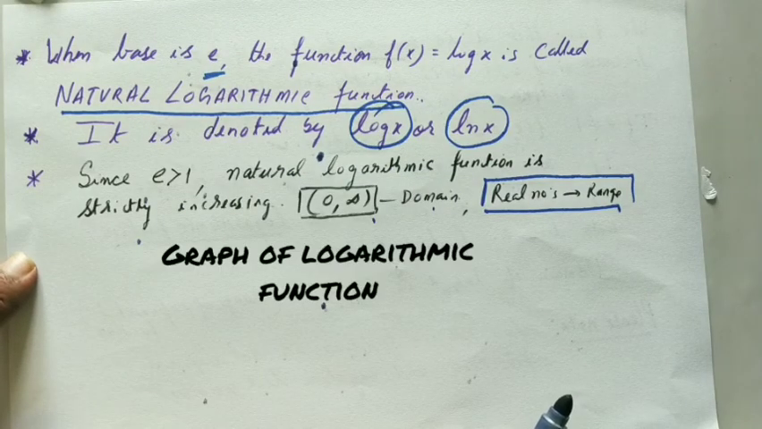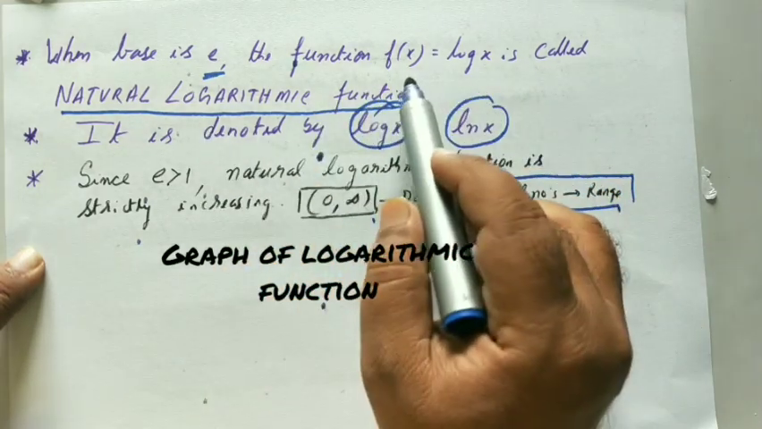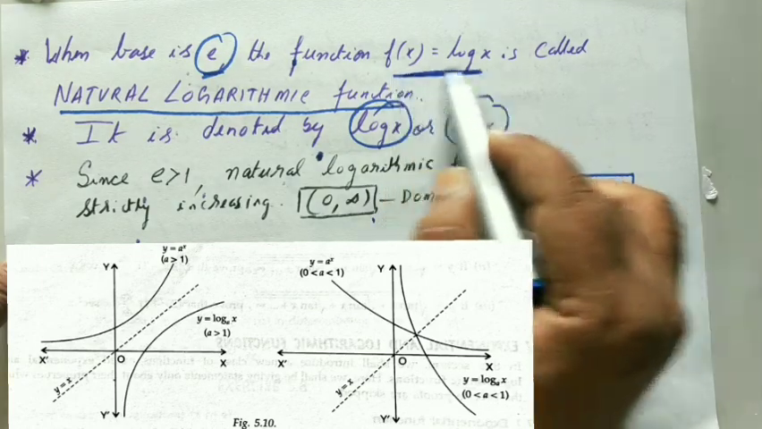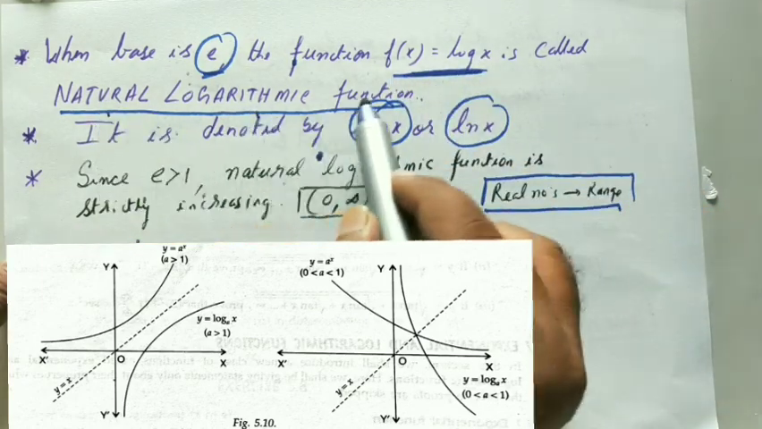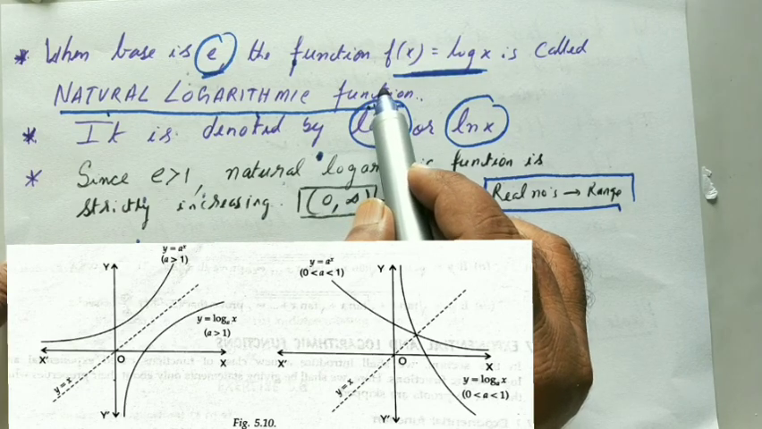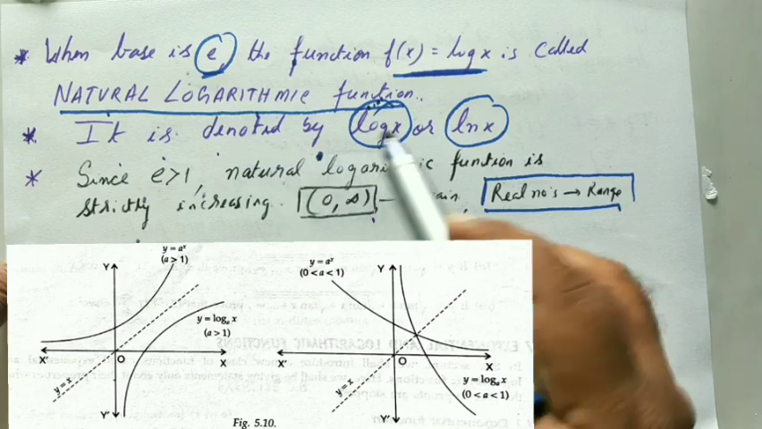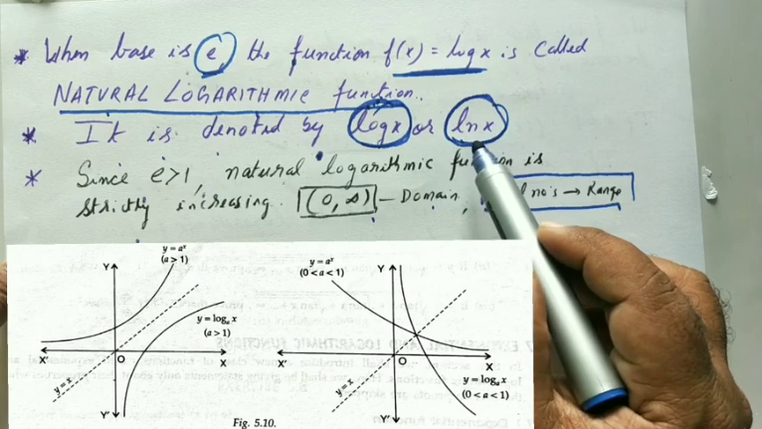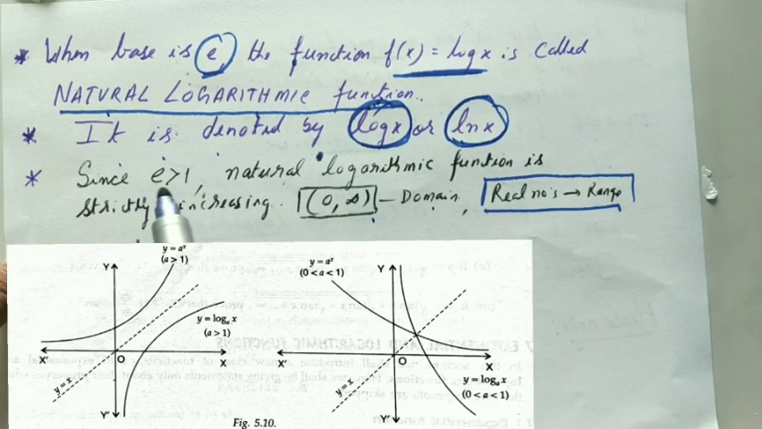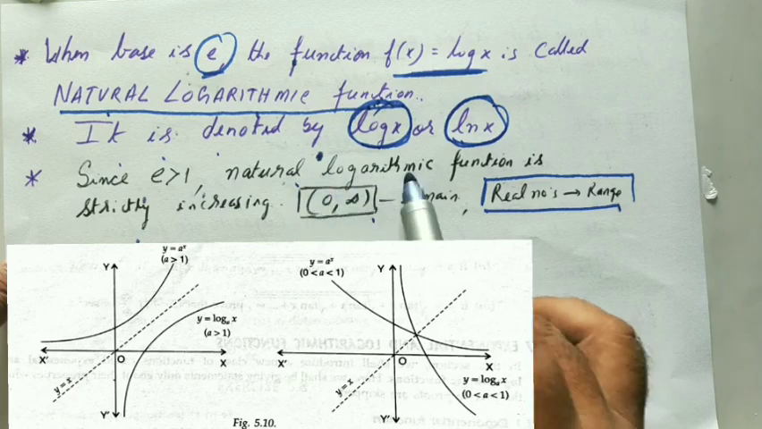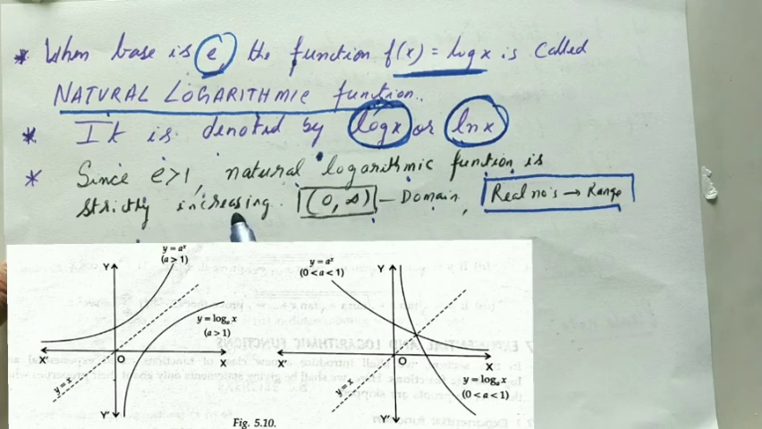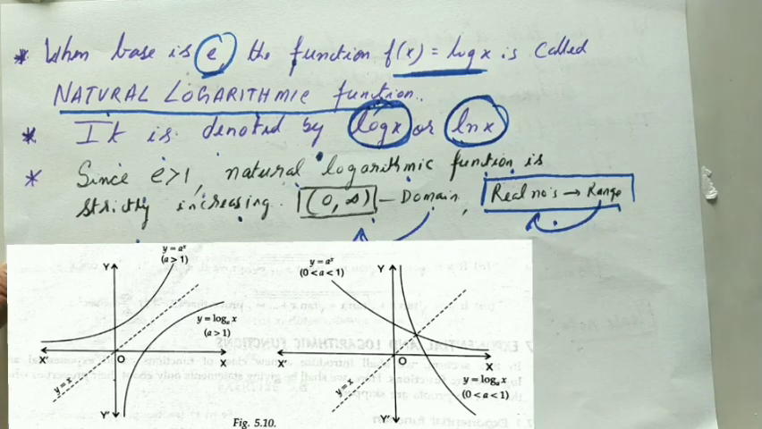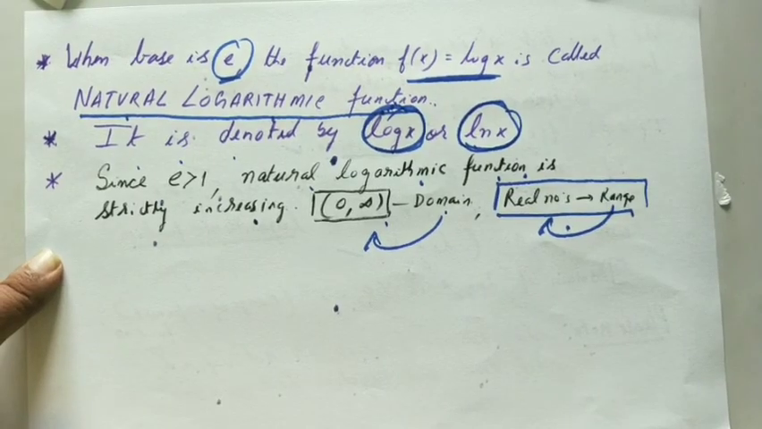So for the logarithmic function, when the base is e, then f(x) is equal to log x, called a natural logarithmic function. You should not forget this. And it can be denoted either by log x or ln x. In this case, base will take it as e. And since e is greater than 1, natural logarithmic function is strictly increasing. This is the domain and this is the range. This is the concept of exponential and logarithmic function.